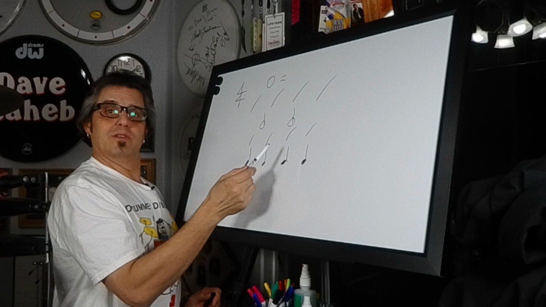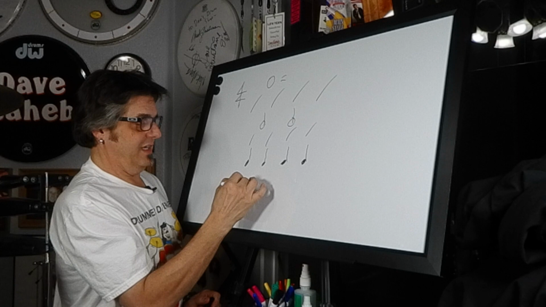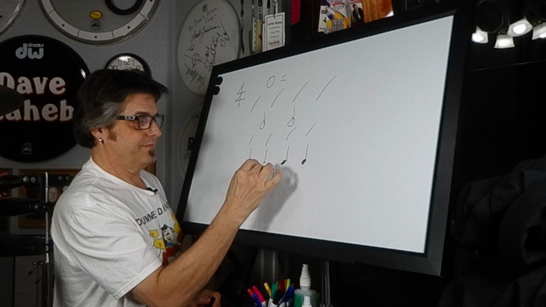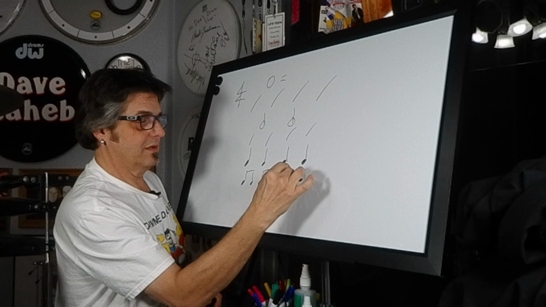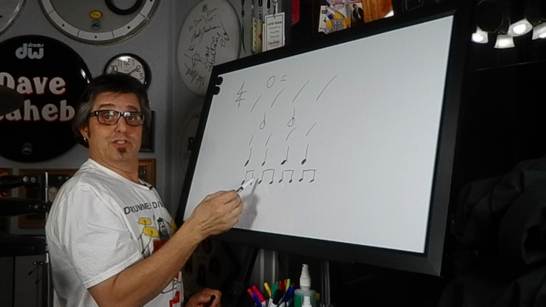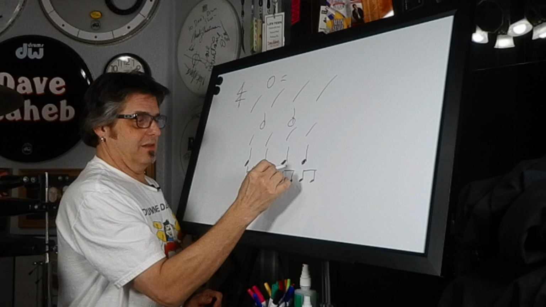Now if you break that down even further, you can start subdividing into eighth notes, like this. Count these eighth notes as 1 and 2 and 3 and 4 and. So if I write that on top here, 1 and 2 and 3 and 4 and.